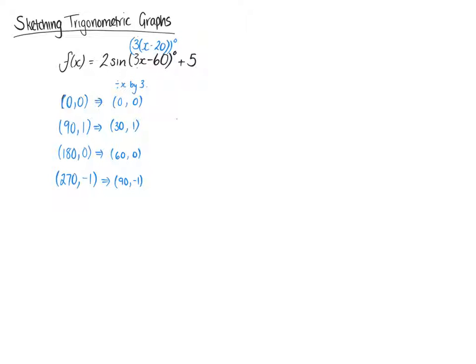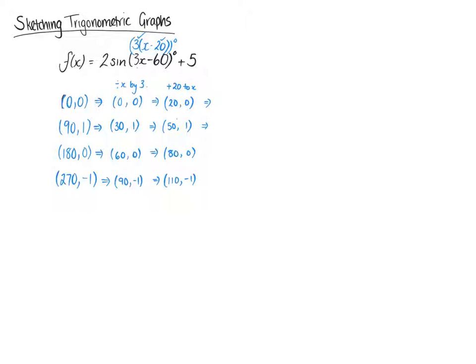Okay, so we've done this bit. Now we need to do the second bit, which is to take away 20, but it's the opposite, so it's plus 20 to the x. Because remember, when it's in the bracket, it does the opposite. So we're going to get 20, 0. We have 50, 1. We have 80, 0. And we've got 110 and minus 1. So we've done those 2 bits now.